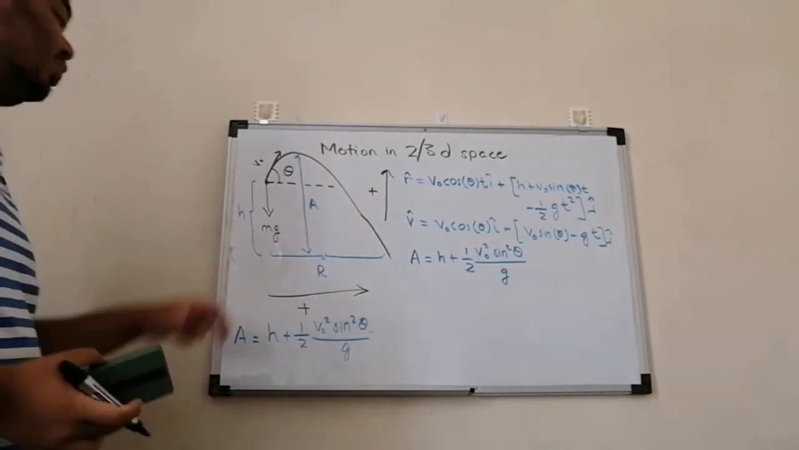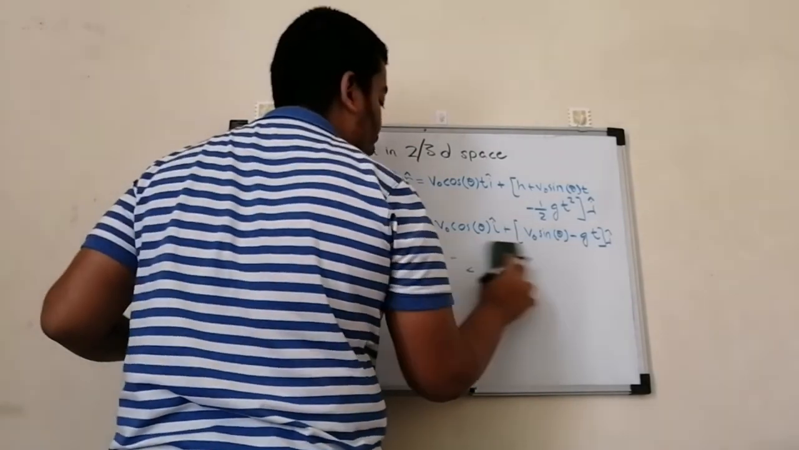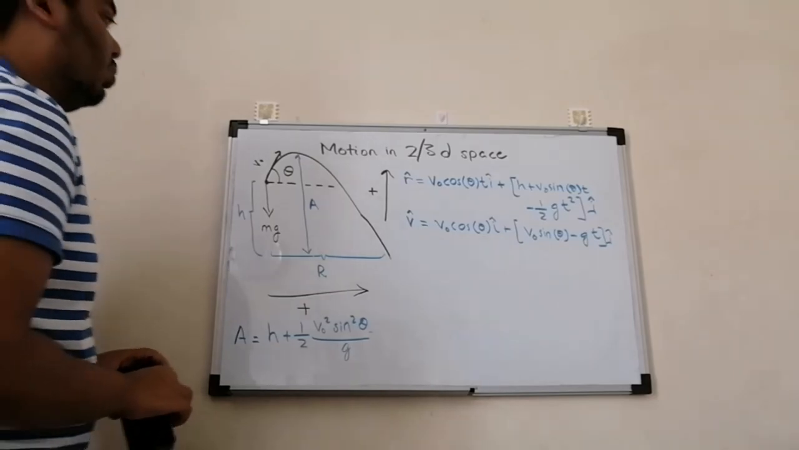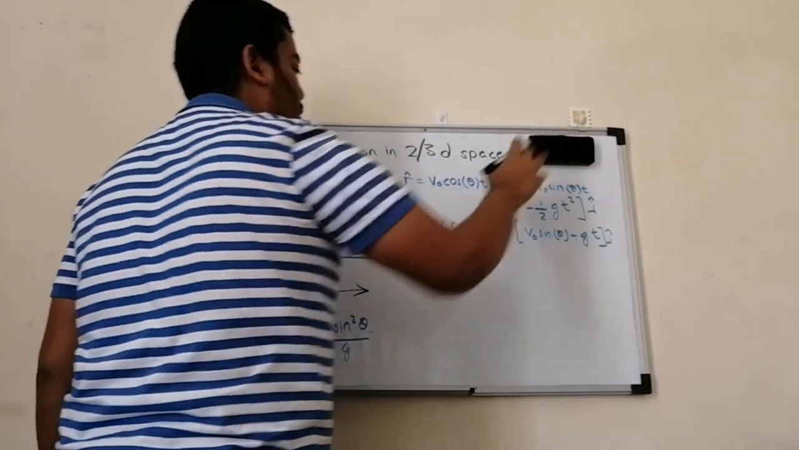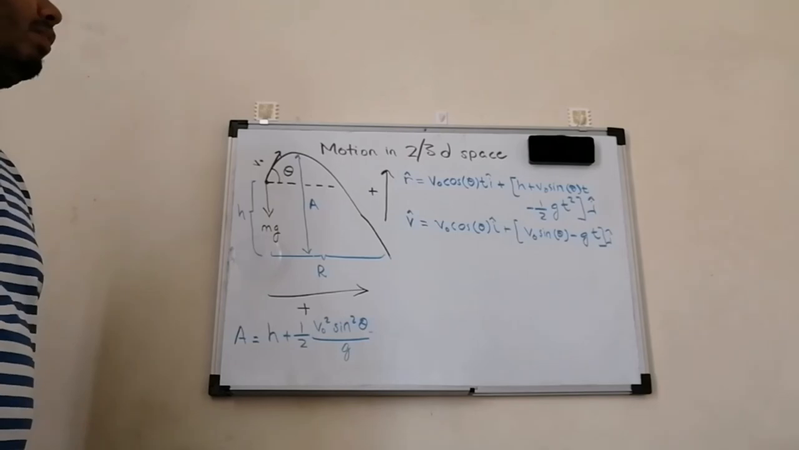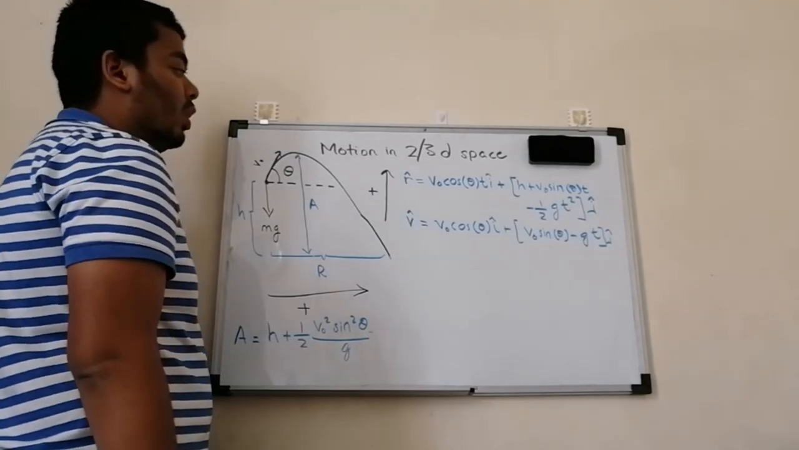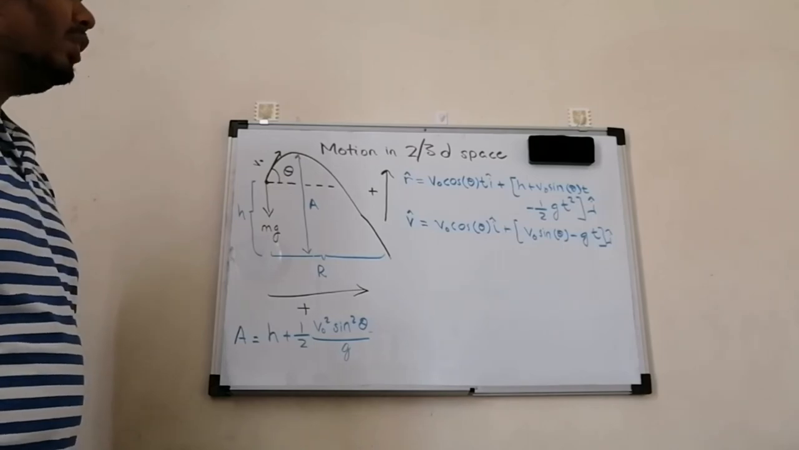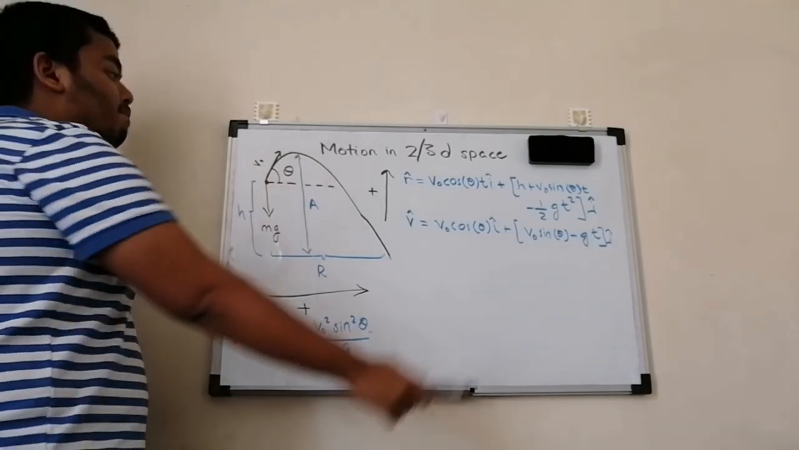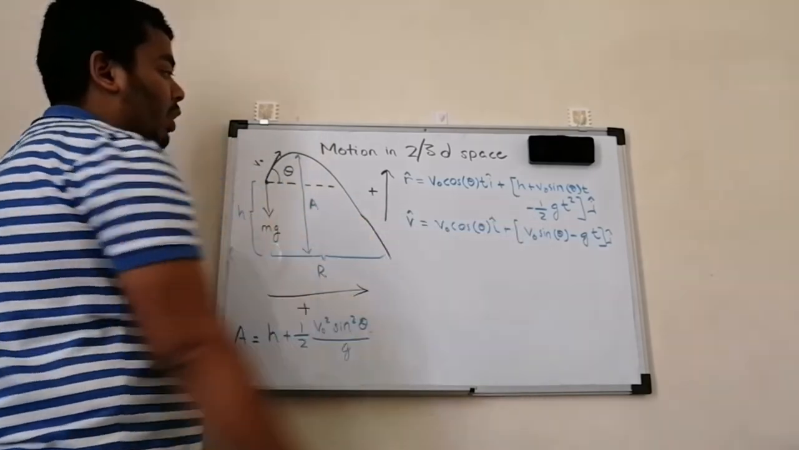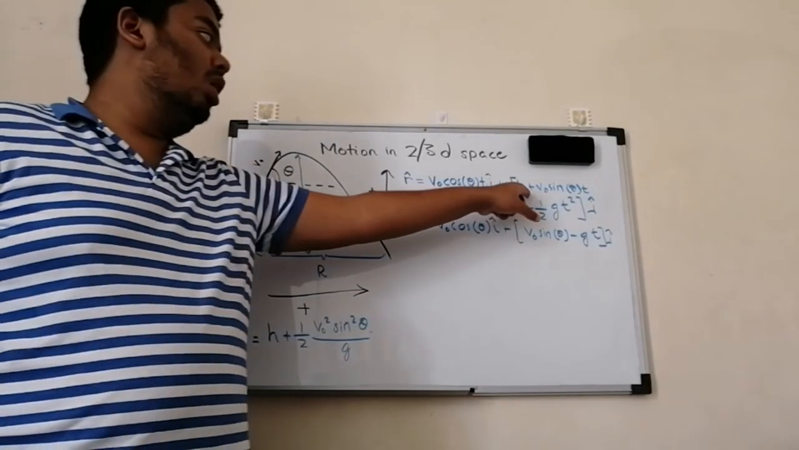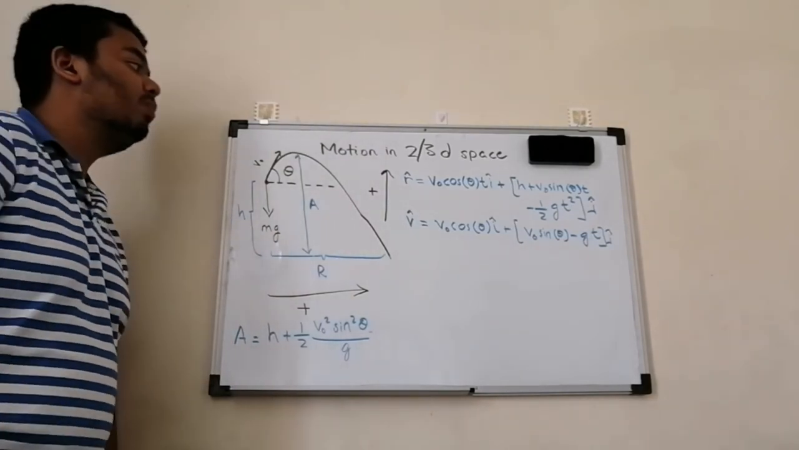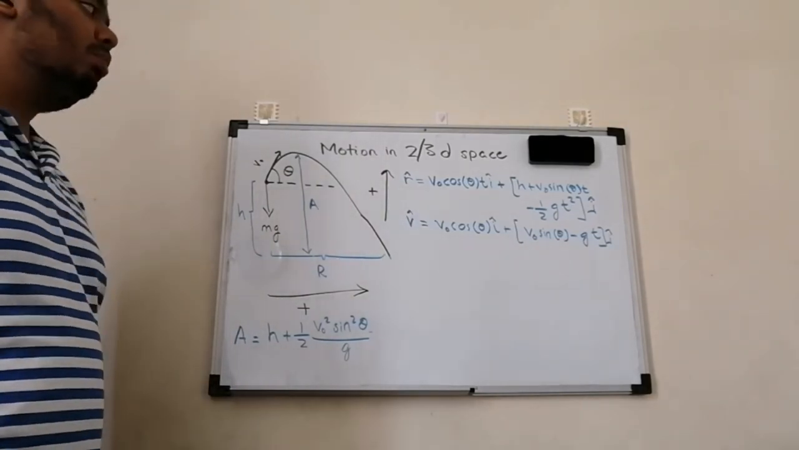I can actually use that space to analyze the range. So what happens in the range? The range is a little bit more complicated. No, I would not say complicated, but it requires a little bit of algebra. The range is reached by the time when the vertical component is actually zero.